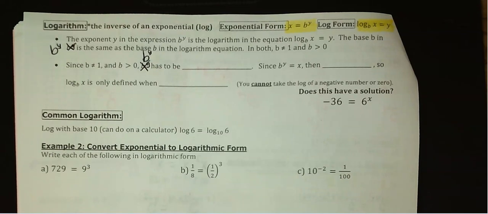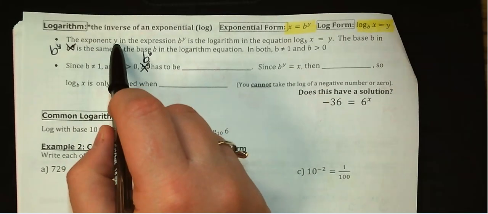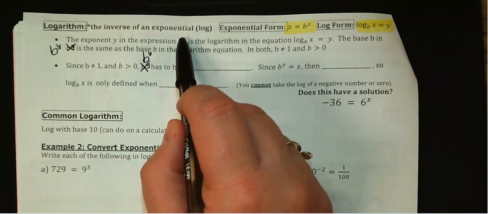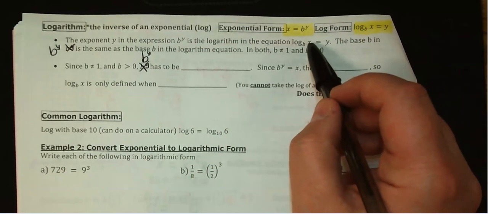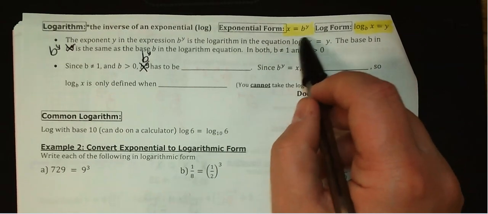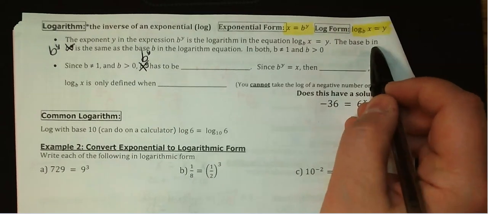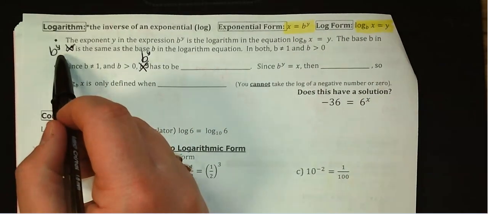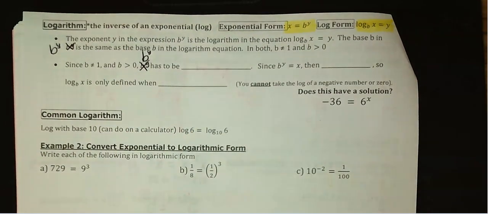We're just going to go through this really quickly, and then I'm going to do some problems with you. This is going to sound kind of complicated, but it's not too bad. It says the exponent y in this expression, b to the y, is the logarithm in the equation log base b of x equals y. They use the word log to abbreviate that. The base b in b to the y is the same as the base b in the logarithm. So the base of the exponent and the base of the log are the same.